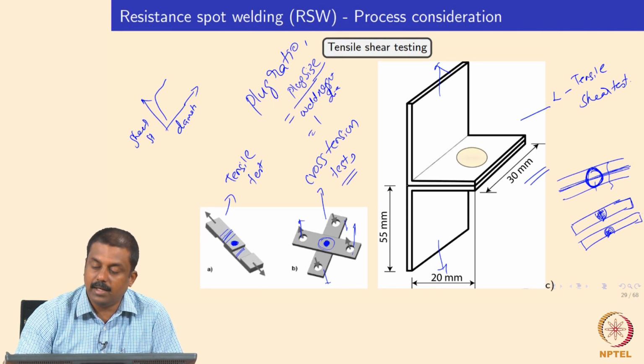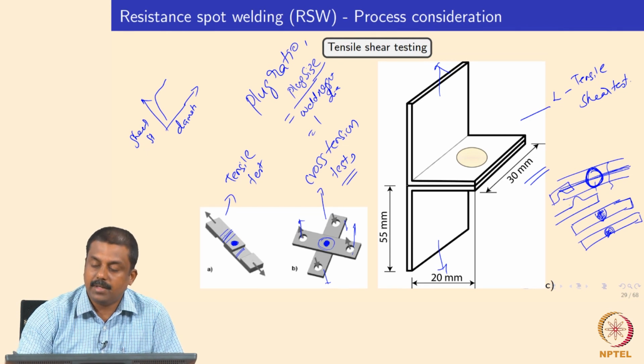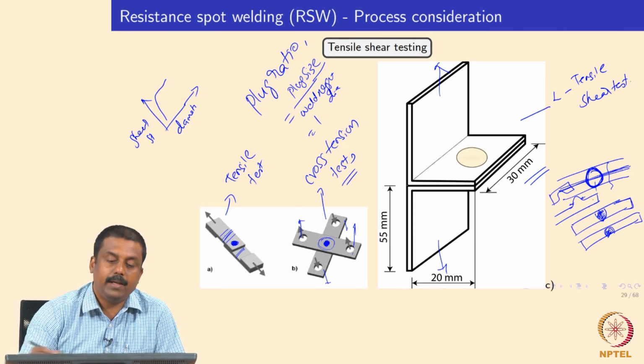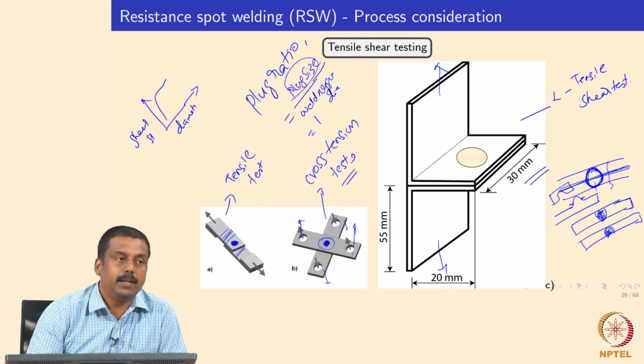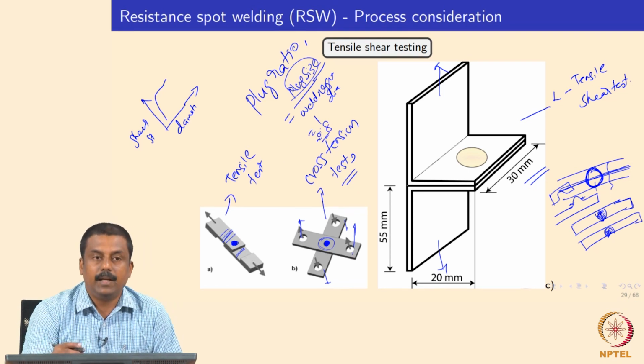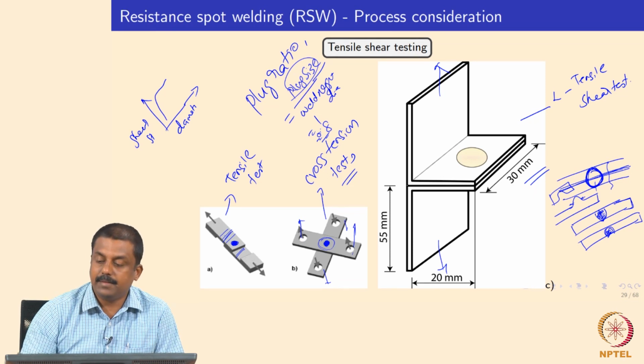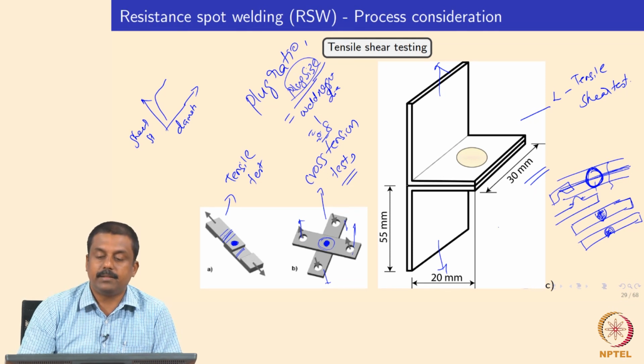And you may also have a partial plug failure, where some plug is left in one plate and the other plate has a cavity, and you can measure the remaining plug and identify your plug size upon the cross tension test. You may have, for example, a plug ratio of 0.8, and based on the guidelines you may identify whether 0.8 is acceptable or not. Okay, we will summarize until this, then we will move on to the tensile shear testing.